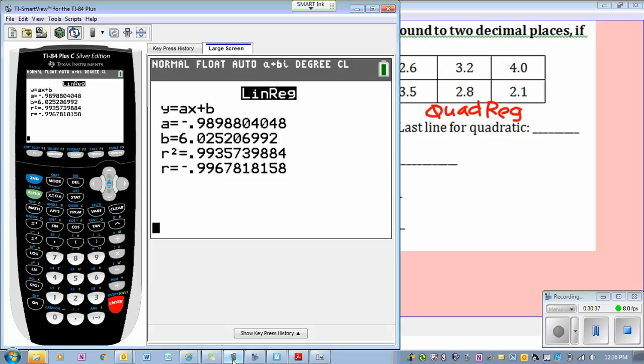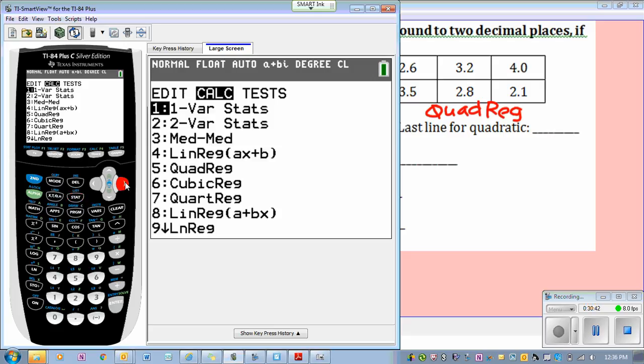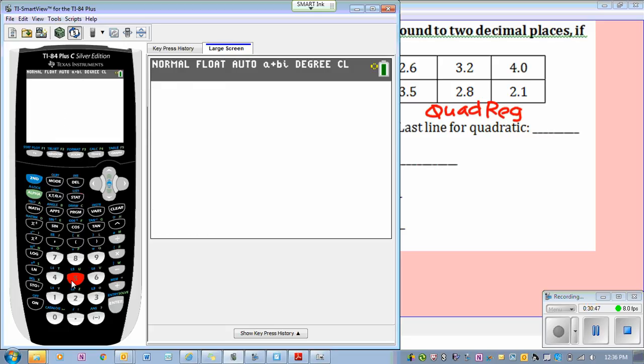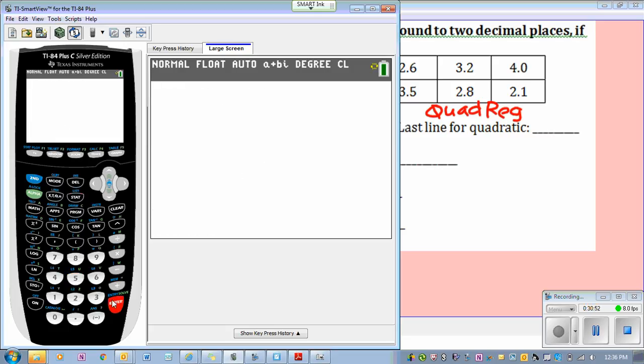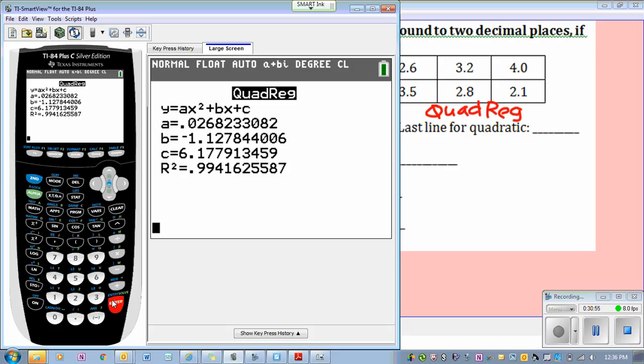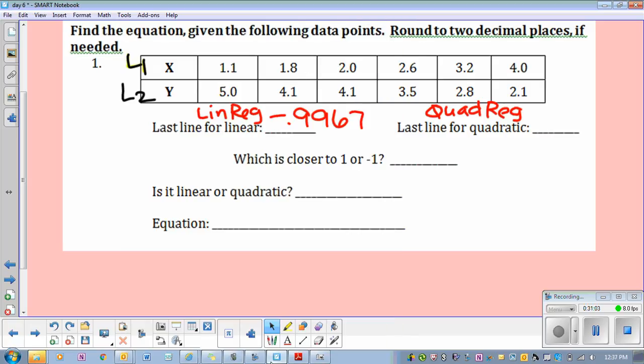Now let's do the same thing for our quad reg. You just have to go back in the stat, go over to calc, and then go to quad reg, which is the 5th one. The last line for this is 0.99416, I should say 0.9942. I'll round it.